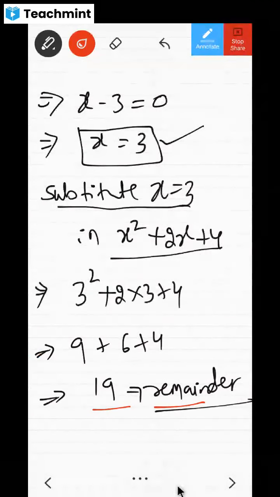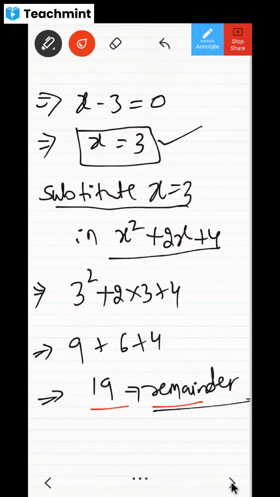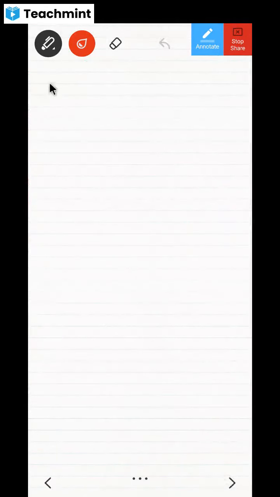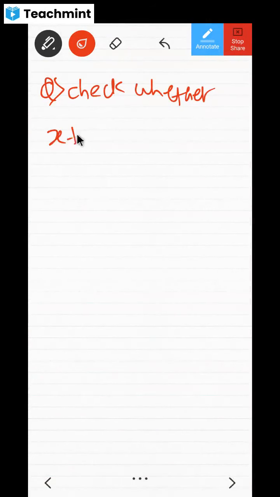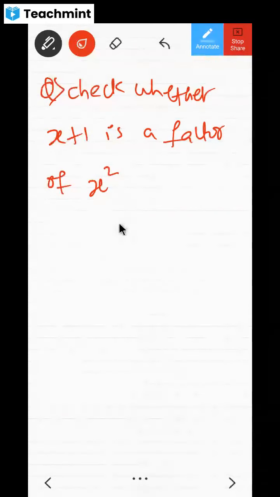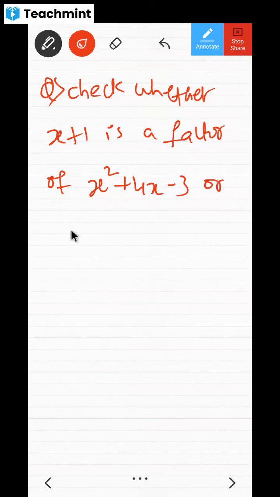Okay, fine. Now this question can be turned like this. They will ask you, check whether x plus 1 is a factor of x square plus 4x plus 3, or minus 3. You take it as minus 3. x square plus 4x minus 3 or not. They're asking you whether it is a factor or not.